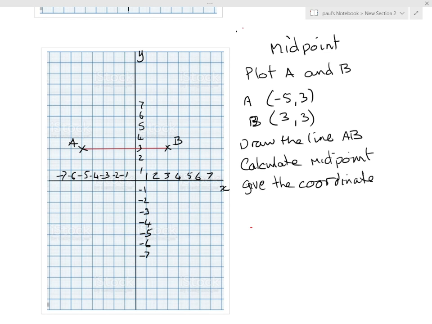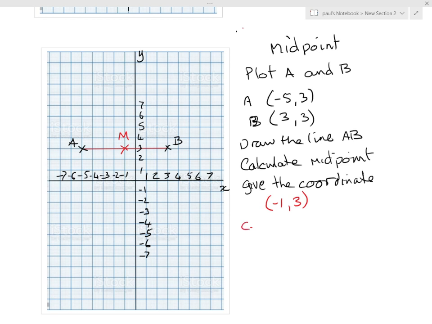Okay, now the midpoint. Now just count the squares because it's a horizontal line. 1, 2, 3, 4, 5, 6, 7, 8. So halfway along is 4. 1, 2, 3, 4. There. And that's the midpoint. And the coordinate of the midpoint is going to be minus 1 and 3. Minus 1 on the x, 3 on the y. So minus 1, 3.